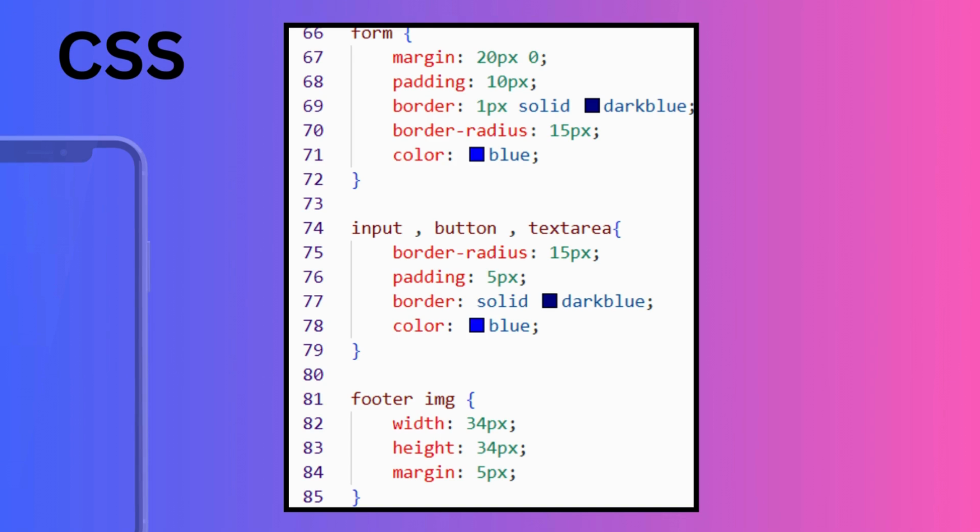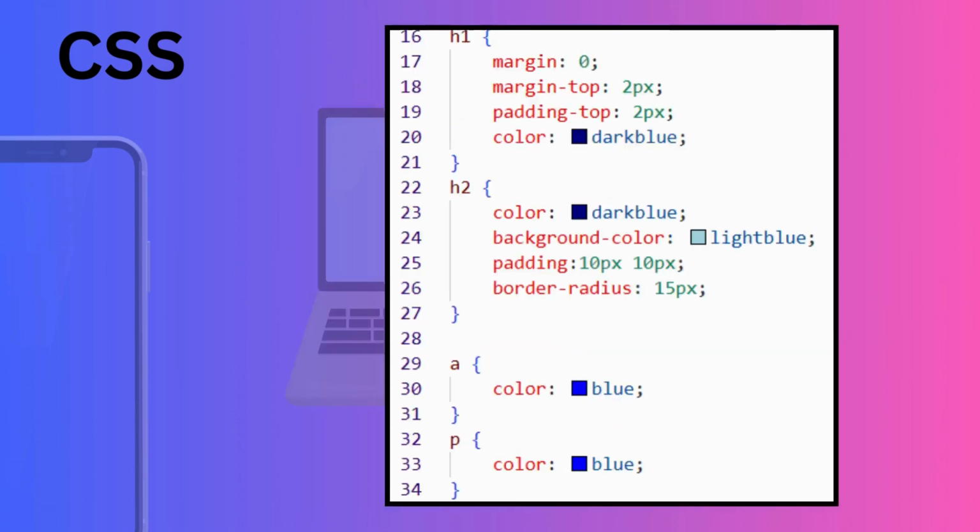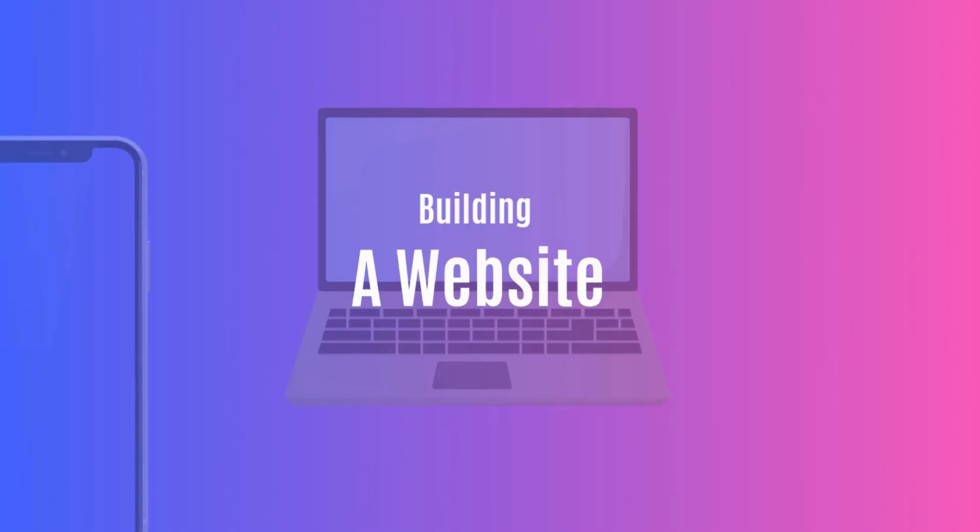And then the input, button, textarea all have the border radius of 15 pixel, padding will be 5 pixel. The element will go 5 pixel in the space, and then you can see the border will be solid dark blue and color will be blue. And in the footer image, I am adding width of 34 pixel, height of 34 pixel, and a margin of 35 pixels, so it will be very small, like an icon. It will look like the footer icon. Okay. So yeah, this was all the code for the portfolio.